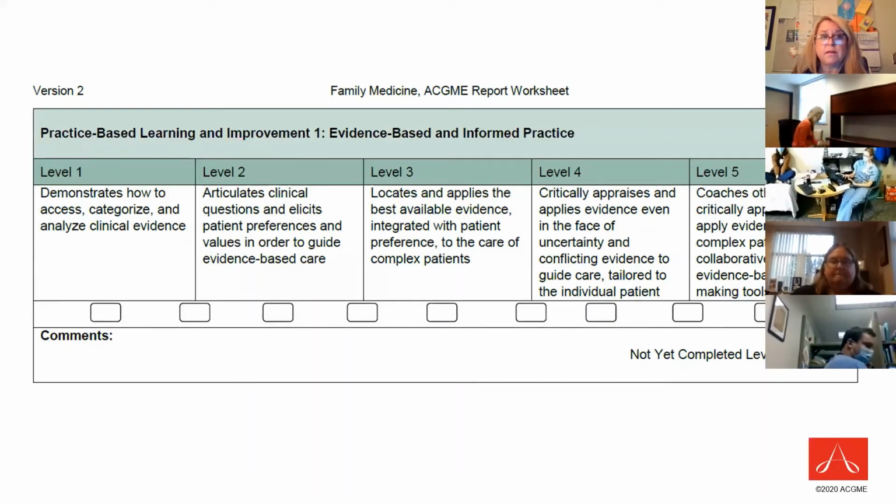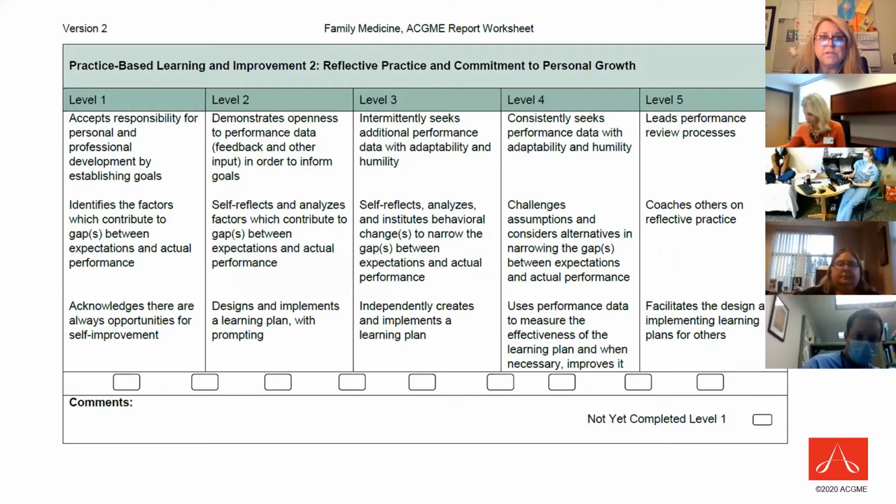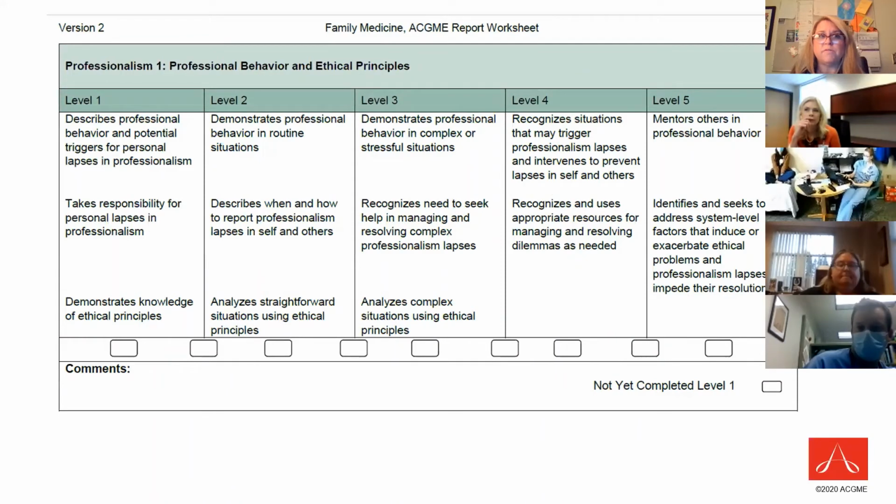Moving on to PBLI, we call it Plebly. I don't know, we have to have something that makes it fun, right? So we call it Plebly. This is Plebly 1, and this is evidence-based practice. And you guys are very familiar with this and very astute at appraisal of the literature. So we just want you to continue to grow in that. This is Plebly 2, which is your commitment to personal growth and how you assess your own practice. So that's good. And then we move on to professionalism.